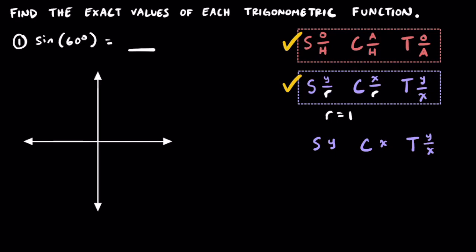The first thing I recommend doing is drawing a quick xy plane and then just labeling your angle measures that we need for this problem. So where's 60 degrees? Well, 60 degrees is going to be in quadrant 1 and it's going to be located right about here. I'll put a little 60 degrees and I'm just going to draw a vertical line and our reference angle is going to be 60 degrees.